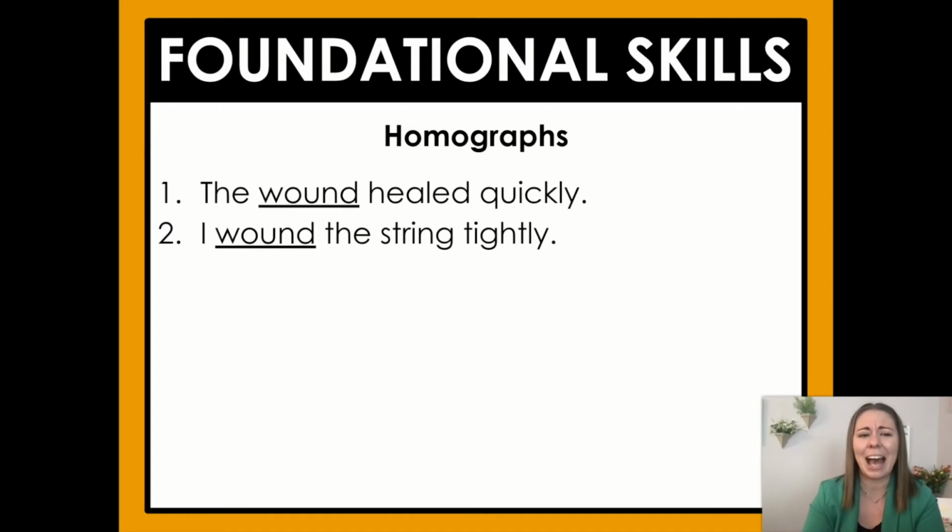So the first example that I have is, the wound healed quickly. So you see that word, W-O-U-N-D. In this case, we pronounce it wound, and a wound would be like a little ouchie, okay? Like I had a little ouchie on my thumb. It's getting a little bit better now. Or, I wound the string tightly. So if you wound the string tightly, you are going to wrap it up really tight. So those words are spelled the same way, but they have different meanings and they're pronounced differently. So the wound would be like an injury that you have, or wound would be like wrapping something up tight.